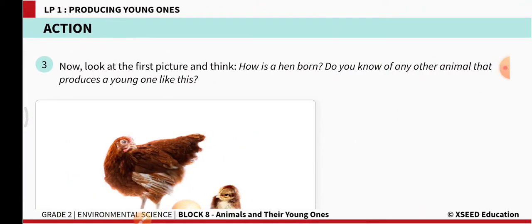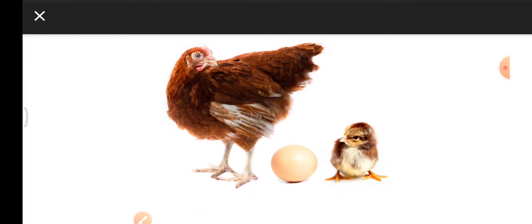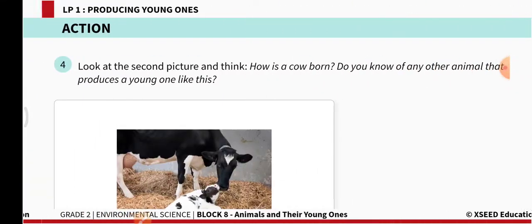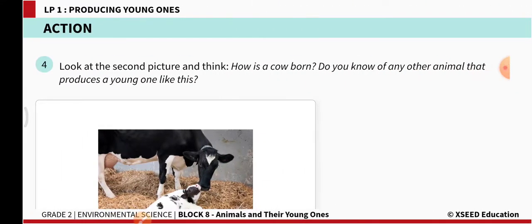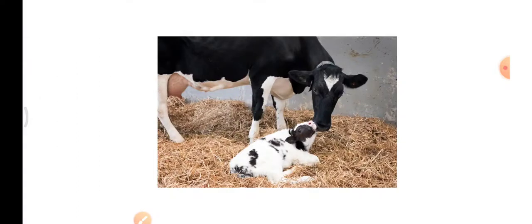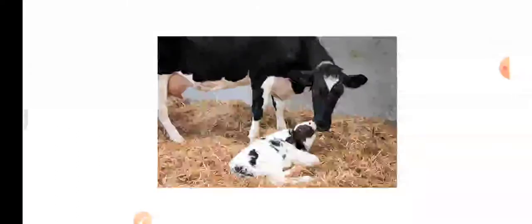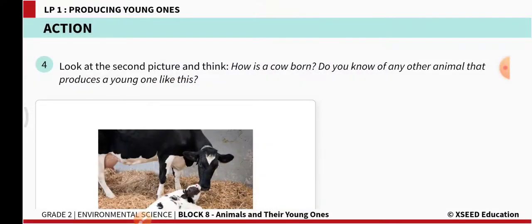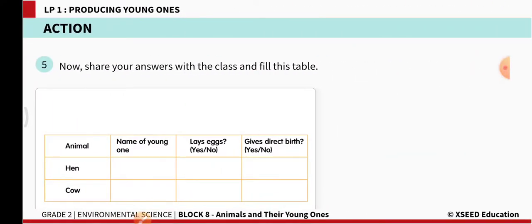Now, how is a hen born? Do you know any other animal that produces a young one like this? A hen is born from an egg. So any other bird like this? Almost all the birds lay eggs. Right? Do you know any other animal which produces a young one directly? Yes, we know the dogs, the donkeys, the horses, such kind of animals, they give birth to their young ones directly.